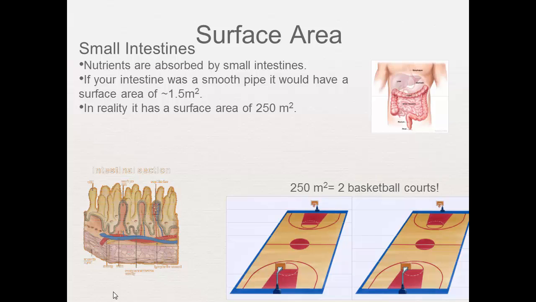Because if you take all of those bumps and ridges into account, the actual surface area of your small intestine is about 2 full basketball courts. Whoa. So having all of those windy areas gives it a much larger surface area. As an example, let me show you. I could have this much paper towel, and if this is nice and smooth, it has this much surface area, I can measure it and calculate it.